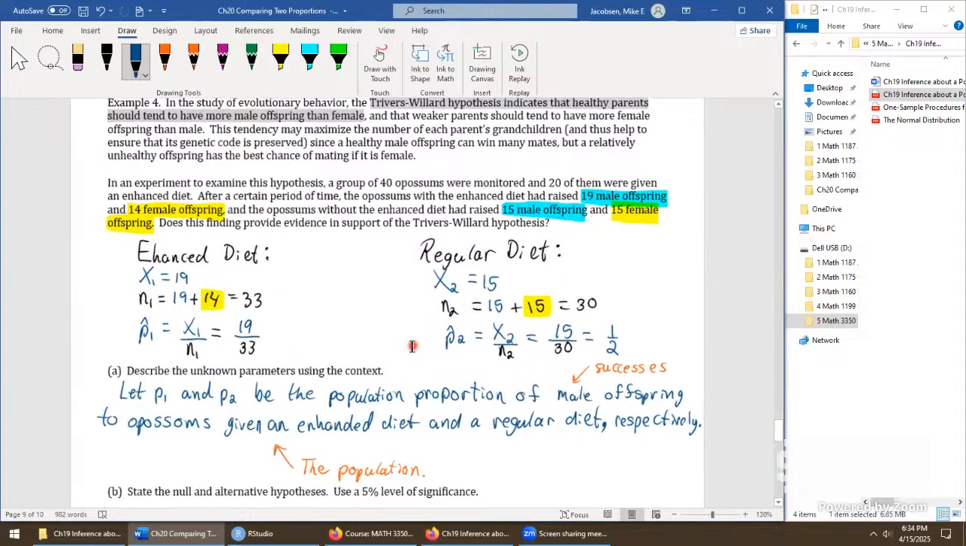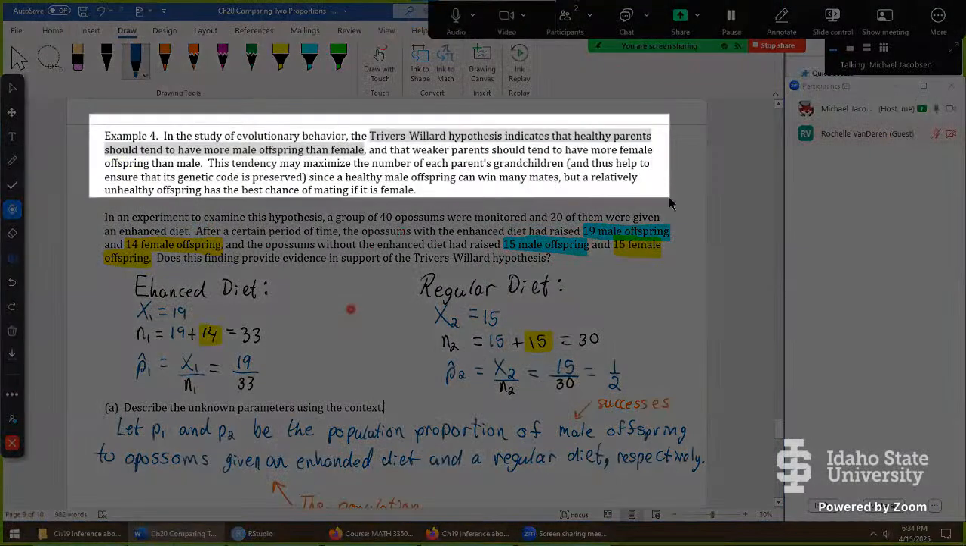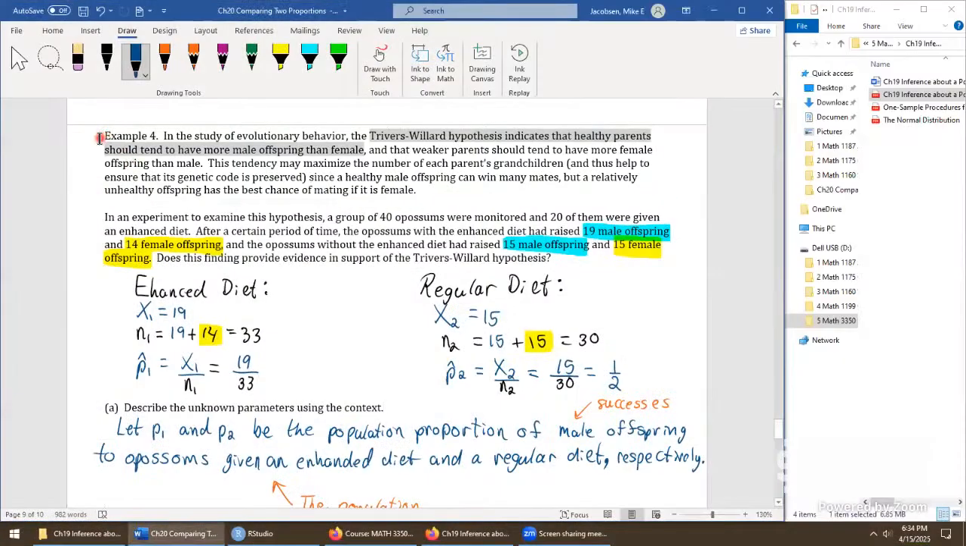Hard to know what to screenshot here, so maybe this part, that's the statement of the Trivers-Willard hypothesis in the first place. And the question was asking, does this finding, the data that we got, provide evidence in support of the Trivers-Willard hypothesis? So the alternative hypothesis should be captured somewhere through the statement here, the statement of the hypothesis itself.